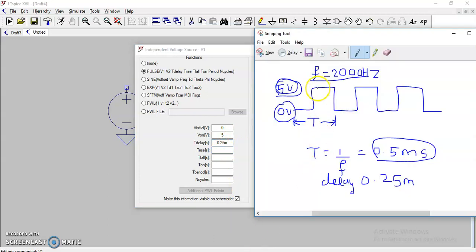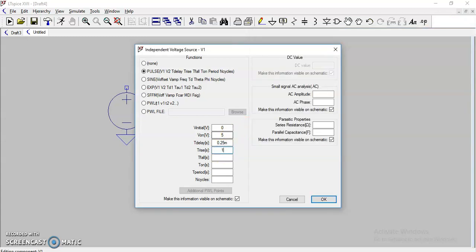Rise time, as I told, is the time taken for the voltage to go from lower value to higher value. This is the rise time, and this is the fall time. So the rise time must be less than the time period. The time period here is 0.5 millisecond. So here what I will write is I will take it as 1 nanosecond. Fall time also I will take it as 1 nanosecond.